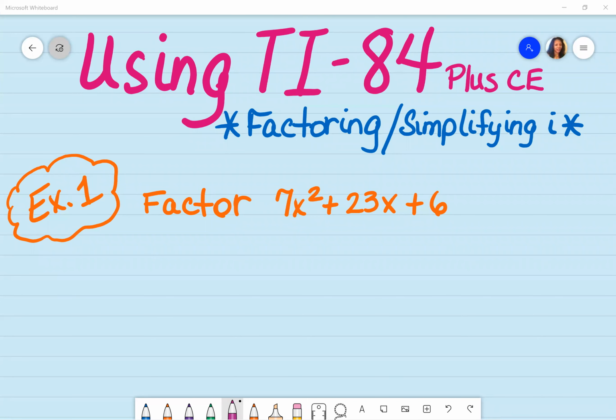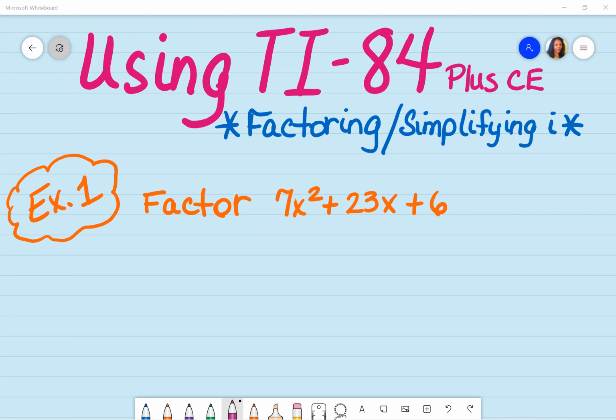This video will show you how to use your graphing calculator to find factors when you're factoring and also to help you simplify i's. It depends which graphing calculator that you have. For this video, I'm using TI-84 Plus CE, but some of the features do work in the TI-83 as well.